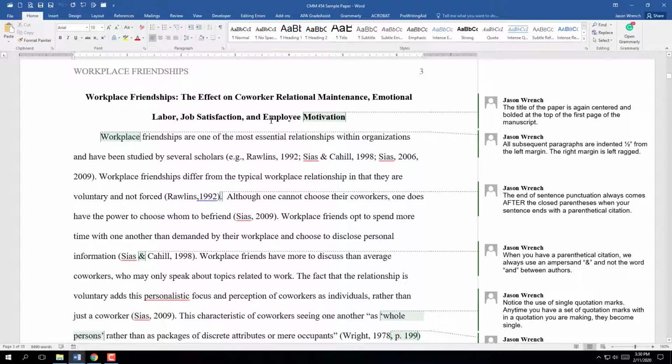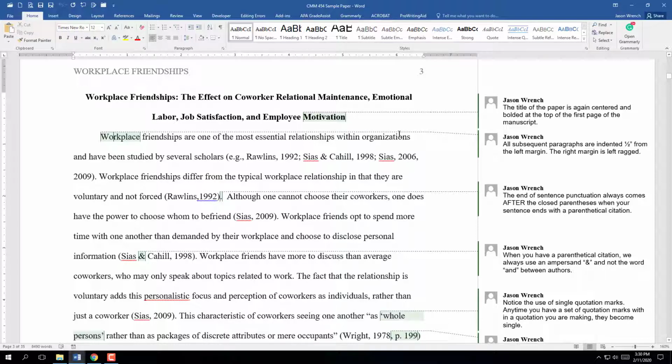You're going to notice that the title is again right here at the top, and it's bolded and centered. And then you start your very first paragraph. Notice with any paragraph, it is always indented that 1/2 inch. And every paragraph is like that also.